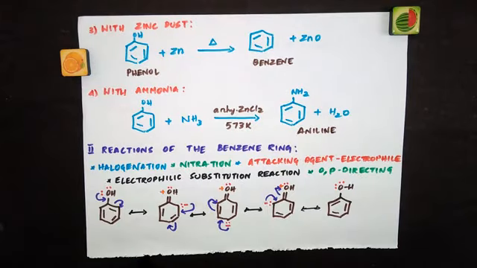The next reaction of phenol is its reaction with zinc. When phenol is heated with zinc, it is reduced to benzene. So phenol plus zinc upon heating gives you benzene plus zinc oxide.